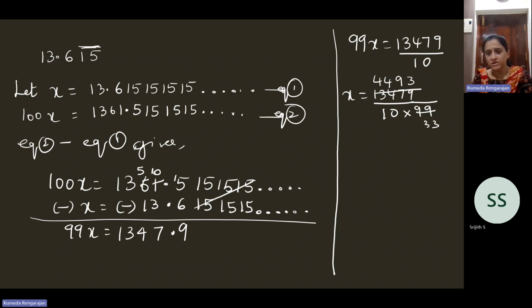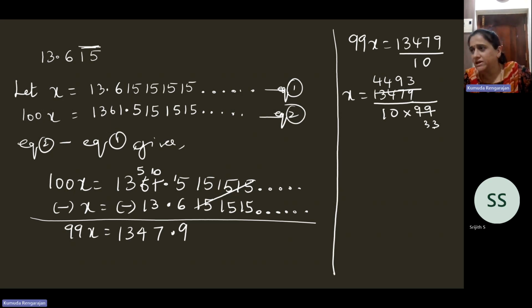See if it's divisible by 11. Do you remember the test of divisibility for 11? Yes, ma'am. The difference can be 0 or a multiple of 11. Correct. So it's not a multiple. 4493 is not divisible by 11. Okay.